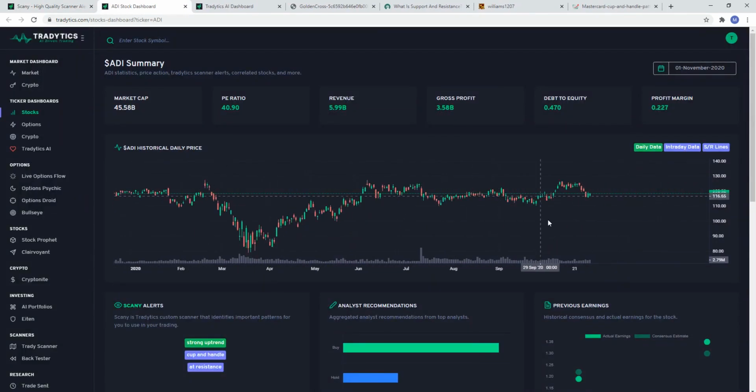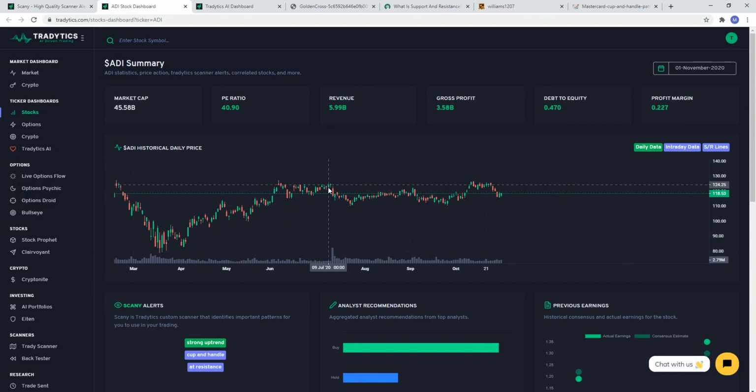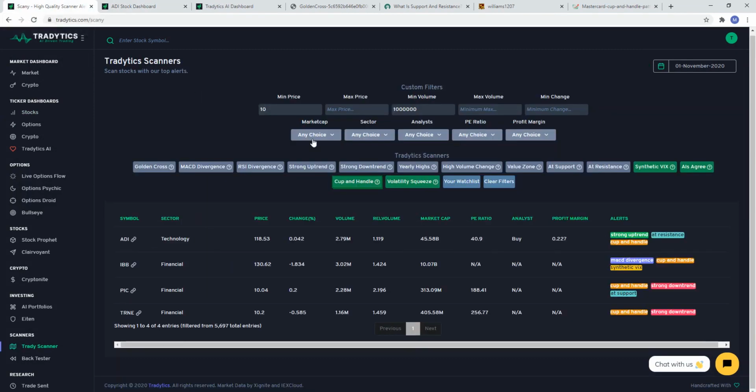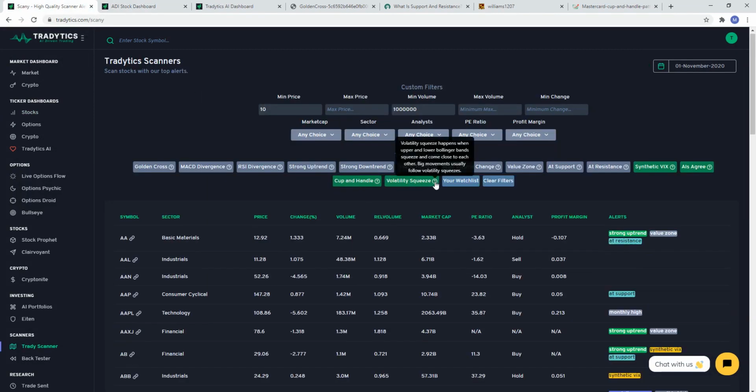Let us take a look at ADI. We can see that there is a cup pattern which is followed by a handle pattern in the last few days. We would now expect ADI to continue going up since it has completed the cup and handle pattern. The final filter, Volatility Squeeze, is not used for swing trading. It is mostly used to find breakout stocks that can give you huge gains. Please visit our website to learn more about these filters.